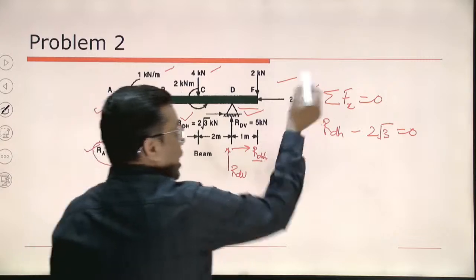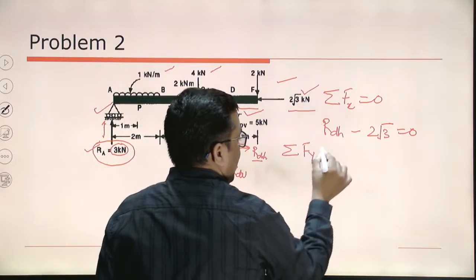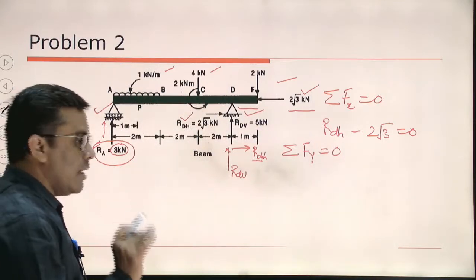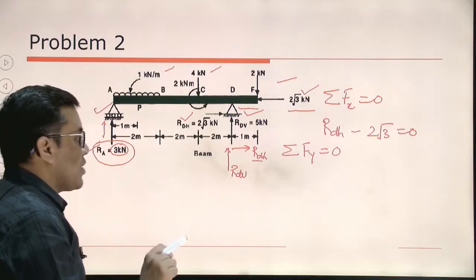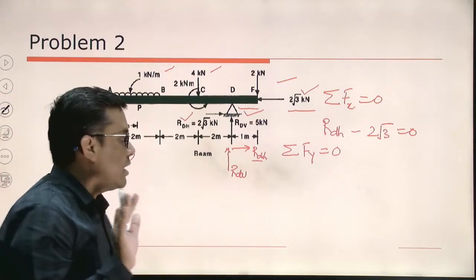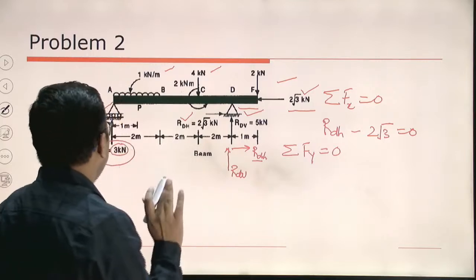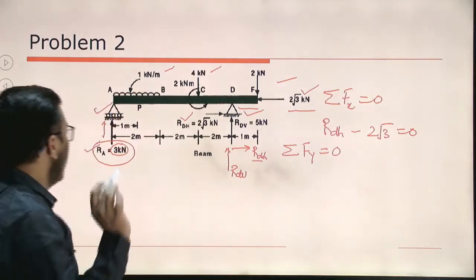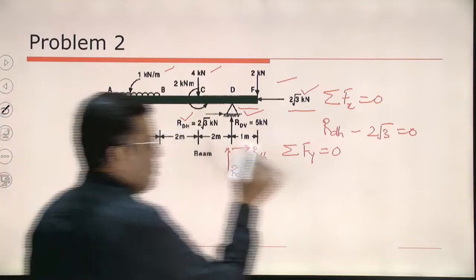Now I am applying another equation, that is sigma Fy equal to 0. The meaning is quite clear. The algebraic sum of all the forces which are acting in y direction. Algebraic sum means along with their sign. So magnitude and sign both we have to take. So what are the forces in y direction? Let's start from point A. We are having a vertical reaction upward force.